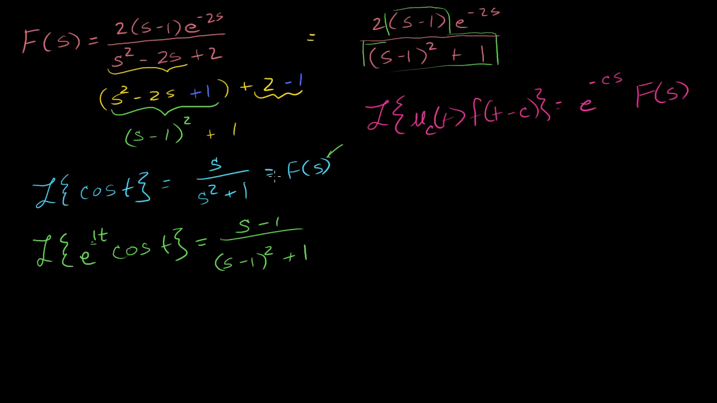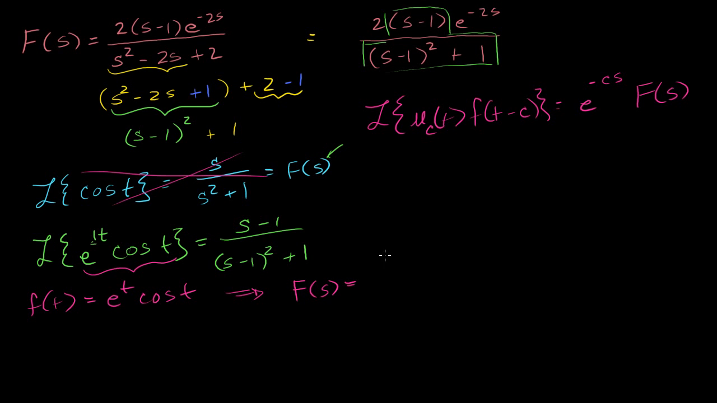Let's ignore all of this. I called this f of s before, but now I'm going to backtrack a little bit, because I'm going to redefine our f of s. Let's define our new f of t to be this. Let's say f of t is equal to e to the t cosine of t. Then, if you take the Laplace transform of that, that means that f of s is equal to s minus 1 over s minus 1 squared plus 1. Nothing fancy there. I just defined our f of t as this, and then our f of s is that.